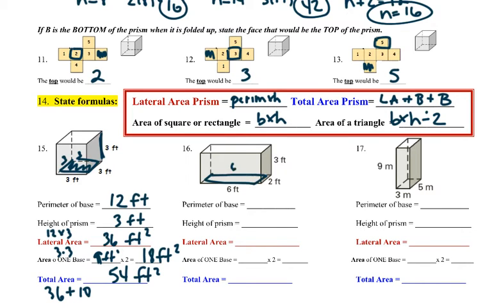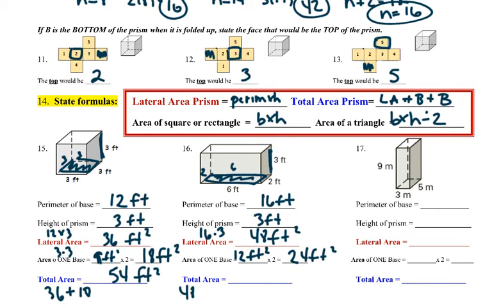Trying again with another rectangle. Perimeter of base, 6 plus 6 plus 2 plus 2, so that's 12, 14, 16 feet. Height of the prism, height connects the 2 bases, is 3. Lateral area, perimeter of base times height, so 16 times 3 is 48. The area of one base is 6 times 2, or 12 feet squared. We double it because there's 2 bases. And then we add 48 plus 24 is 72 feet squared.